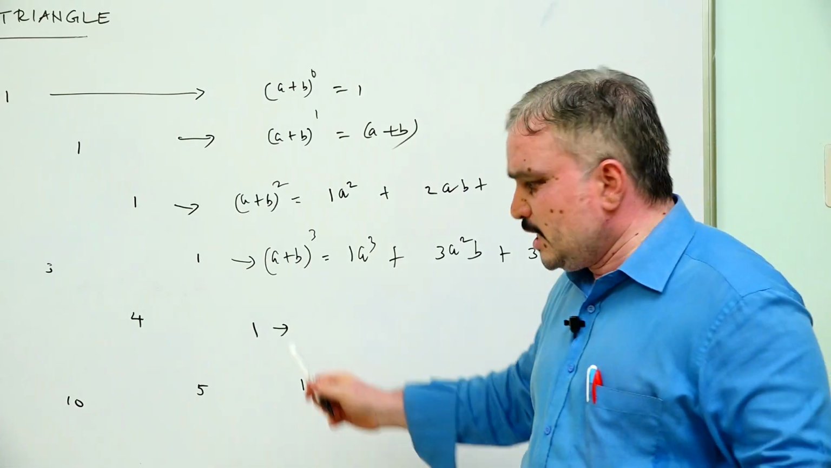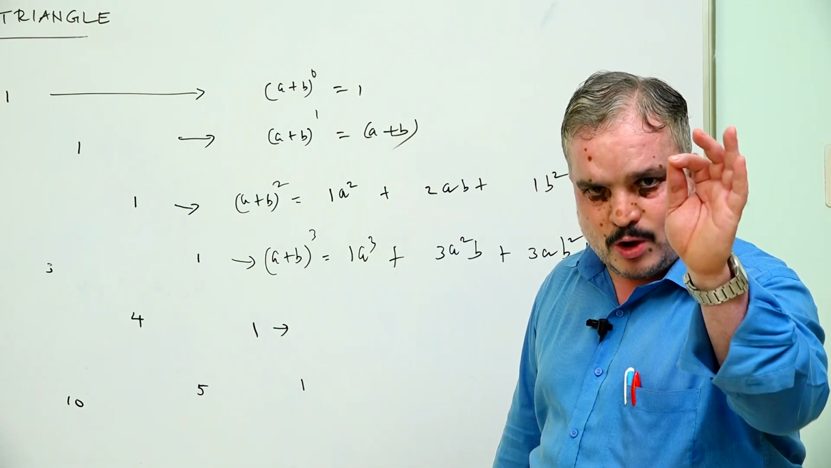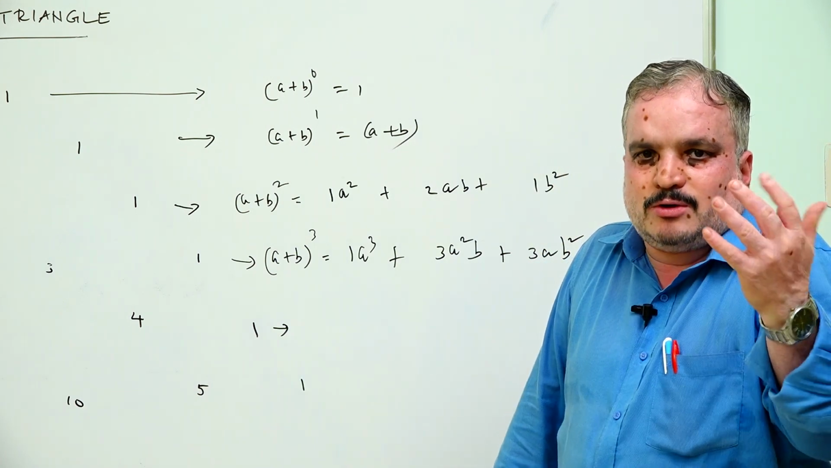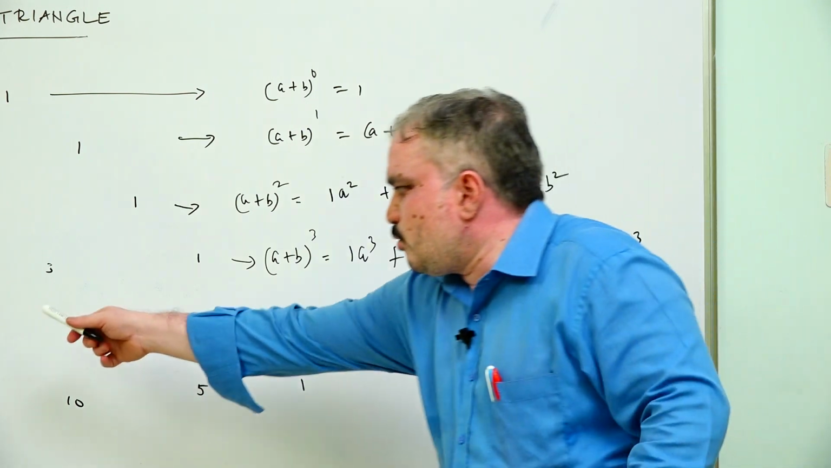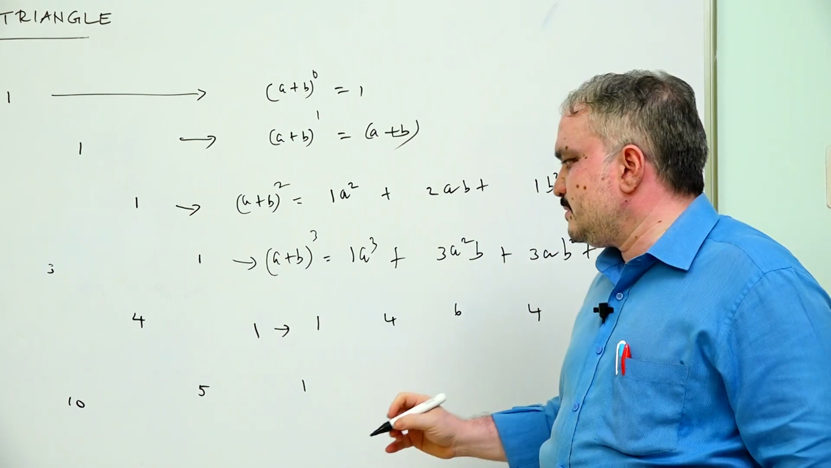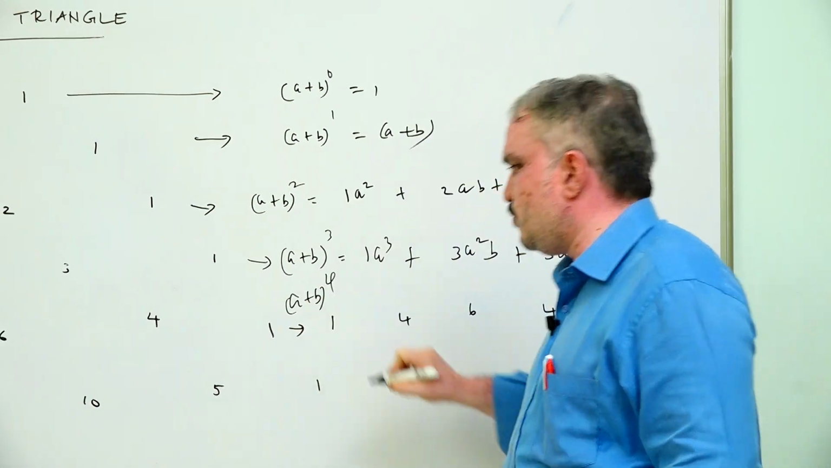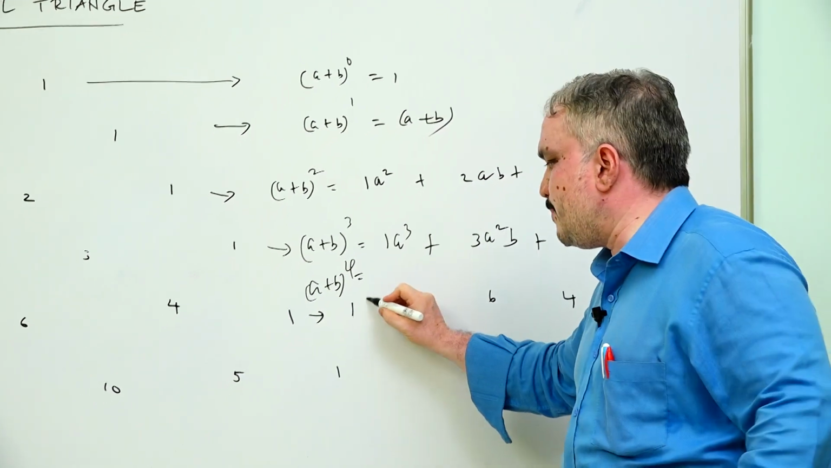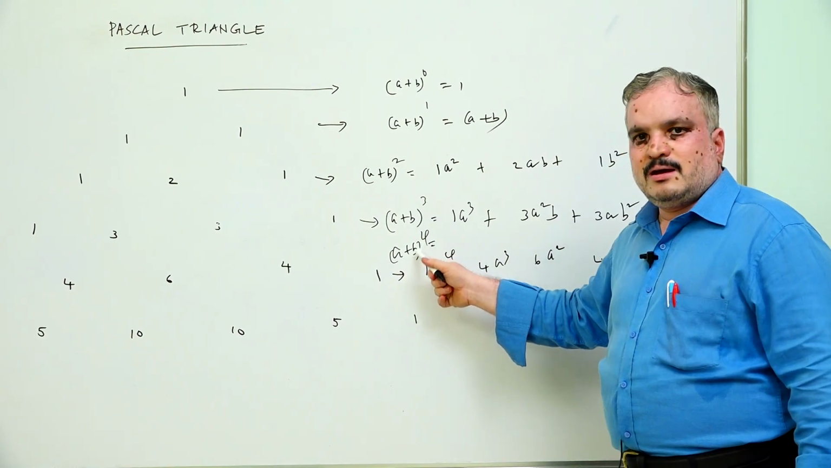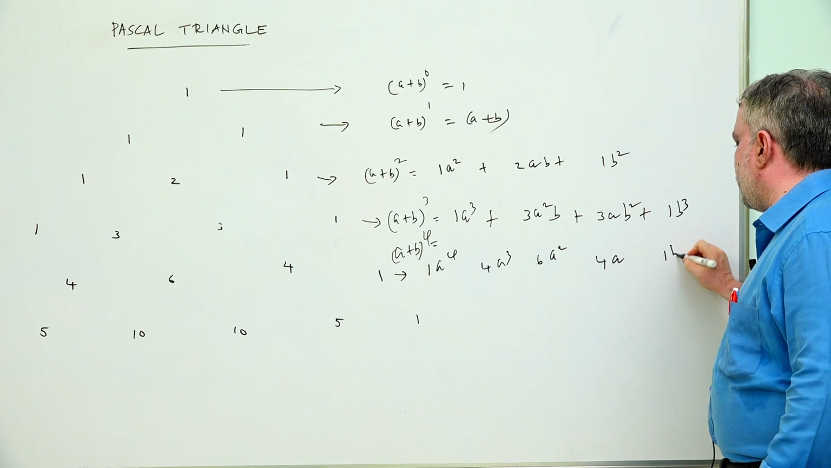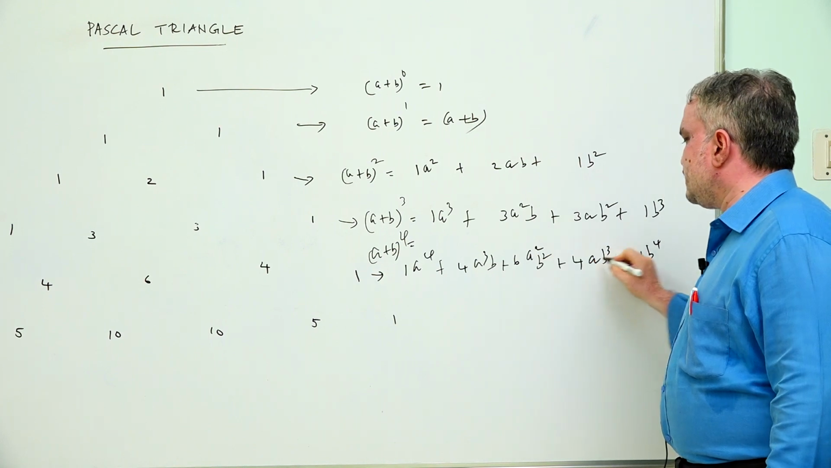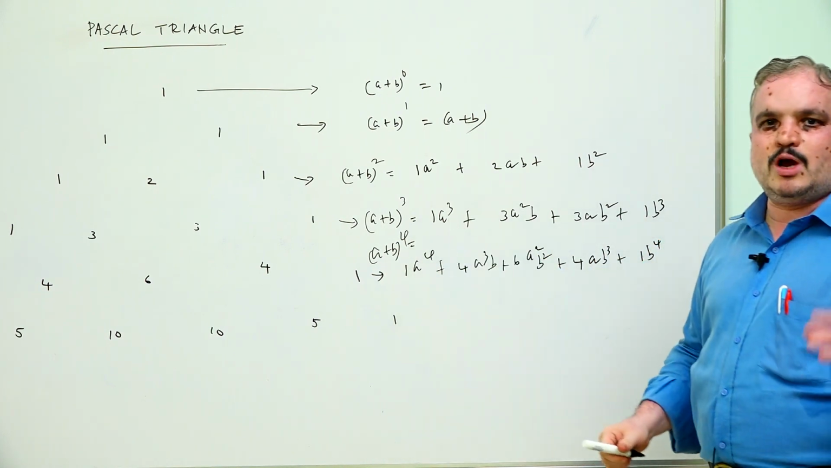I am asking you to find the formula for a plus b whole power 4. What do you have to do? First you take the coefficients 1 4 6 4 1. We are finding a plus b whole power 4. Next you start with a power 4, then a cube, a square, a. Then at the end we have b power 4, b cube, b square, b. Take the plus symbol. This is the expansion of a plus b whole power 4.